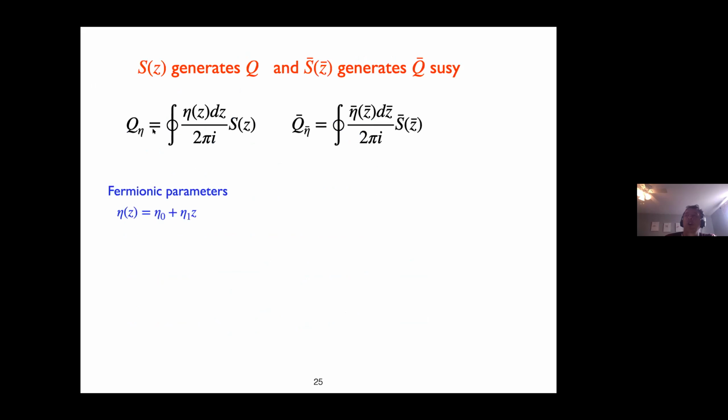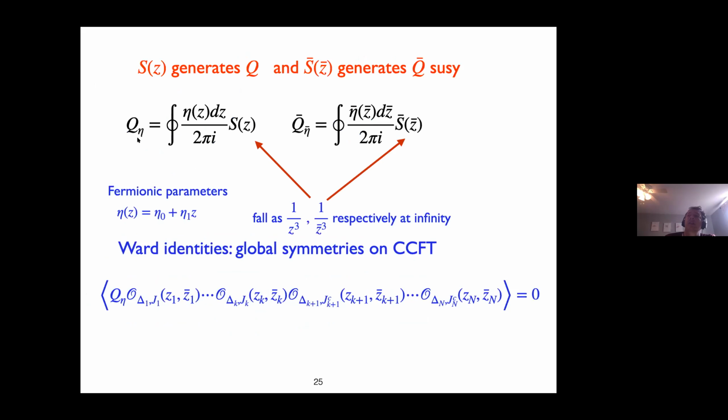And if you want to discuss the globally well-defined charges, you end up with this type of identity. So you construct a charge like this one by using a superconformal, a fermionic parameter like this one, which has to be up to linear order in order for the integrand here to fall off nicely at infinity. This is standard CFT construction where you construct a contour integral of these here, and you construct the charge. And if you want to consider global transformations, this must be well defined at infinity.